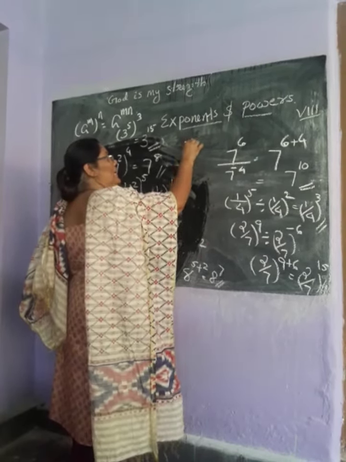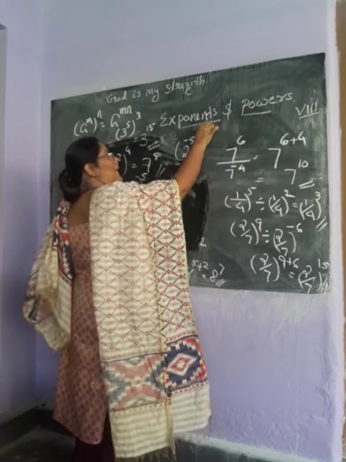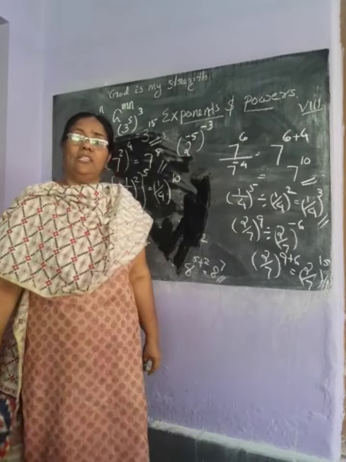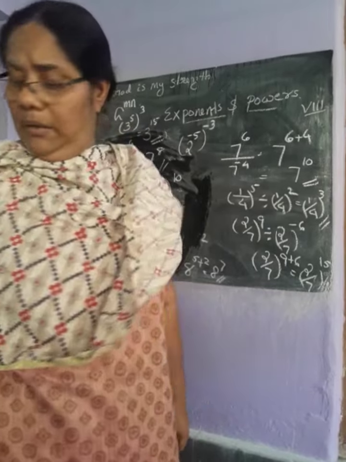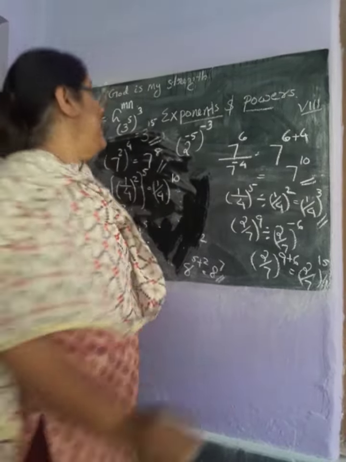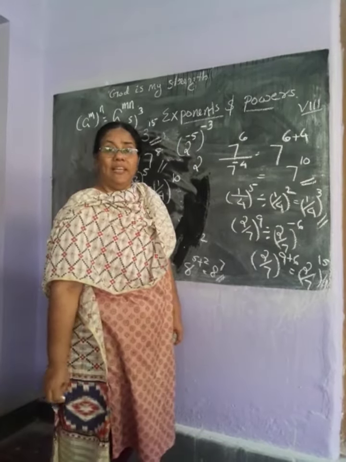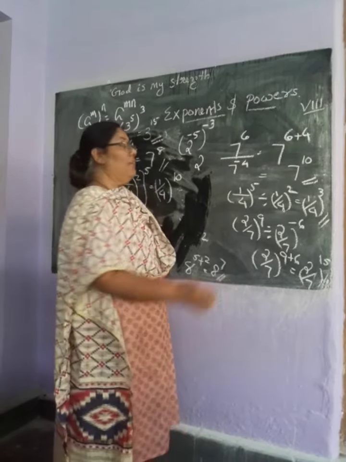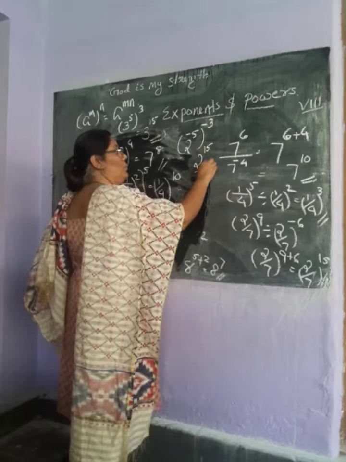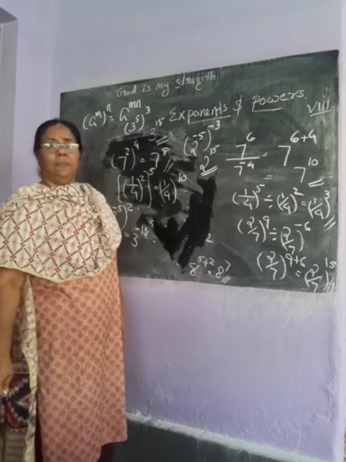2 raised to minus 5, the whole raised to minus 3. What's the answer? 2 raised to minus 5 into minus 3. Minus into minus changes to plus. 5 threes are 15. Therefore, the answer is 2 raised to 15.